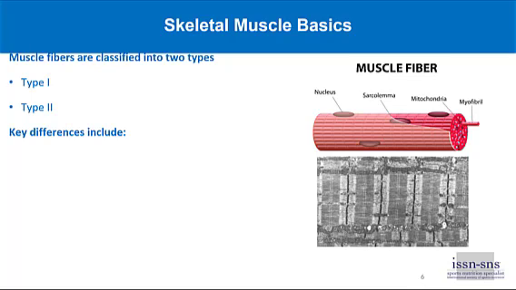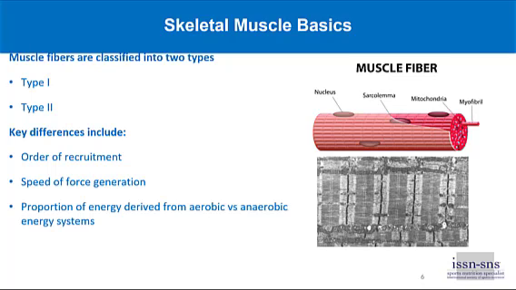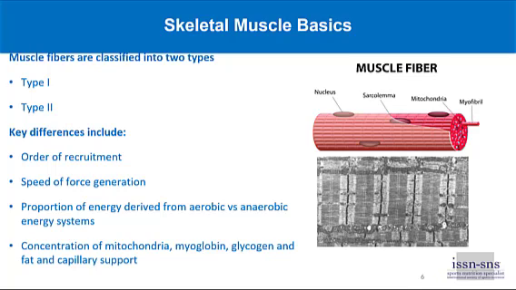The key differences between the two types of muscle fibers include the order in which they're recruited into activity, the speed at which they can generate force or twitch, the proportion of energy derived from aerobic or anaerobic energy systems, the concentration of mitochondria, myoglobin, glycogen, fat, and capillary support will also help determine differences between type 1 and type 2 muscle fibers. Also, isoforms of key enzymes such as myosin ATPases will vary among the two types of muscle fibers and even subtypes.